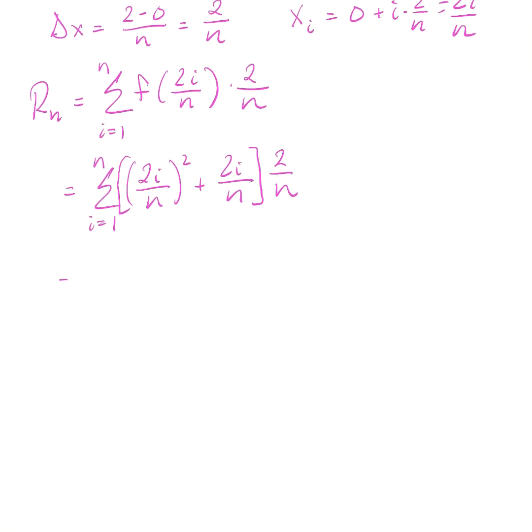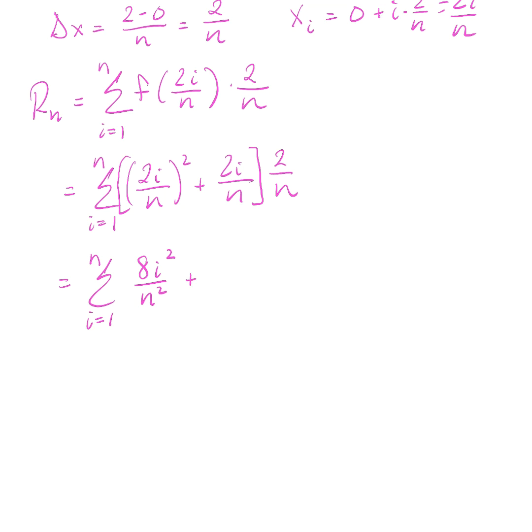Okay, so this is the sum from i equals 1 to n of, let's see, what do we get here? We get 4i squared over n squared. When we multiply that by 2 over n, we get 8i squared over n cubed.